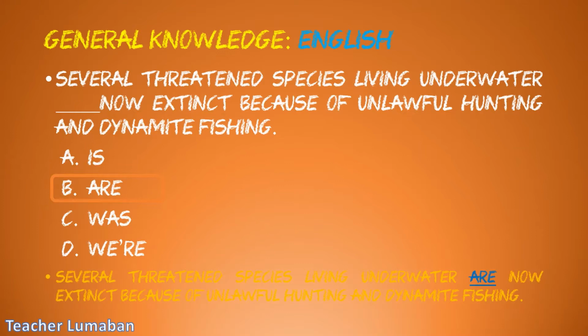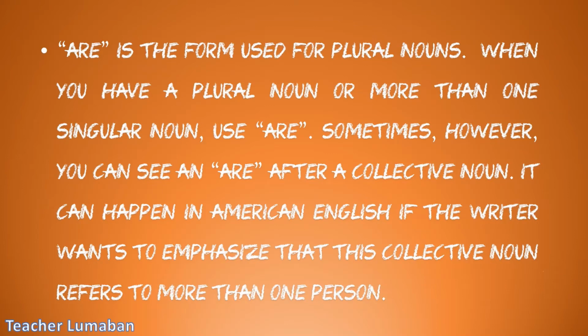Several threatened species living underwater are now extinct because of unlawful hunting and dynamite fishing. Are is the form used for plural nouns. When you have a plural noun or more than one singular noun, use are. Sometimes, however, you can see an are after a collective noun. It can happen in American English if the writer wants to emphasize that this collective noun refers to more than one person.